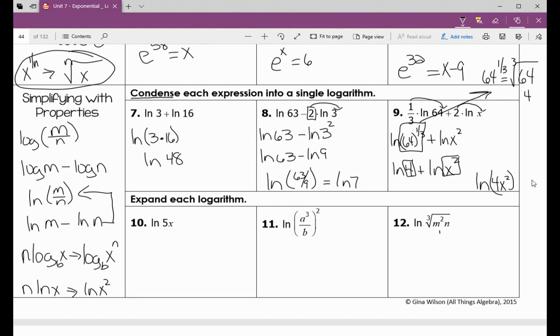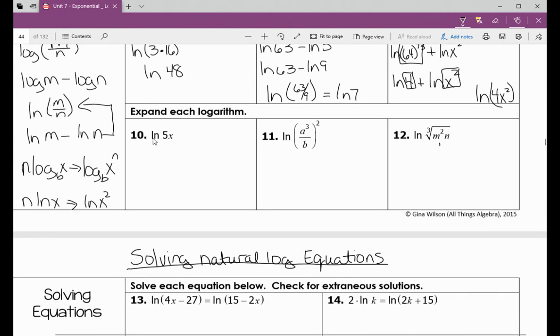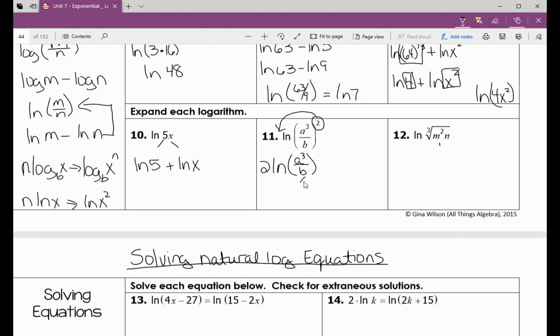Now, when we expand logarithms, we are going to go in the opposite direction. So in number 10, I have natural log of 5 times x. So I can split the 5 and the x and have natural log 5 plus natural log of x. In the second example, I do have a power. Actually, I have 2 of them, but I take care of the outside power first. So 2 natural log of a to the 3rd over b. Then I need to split that.